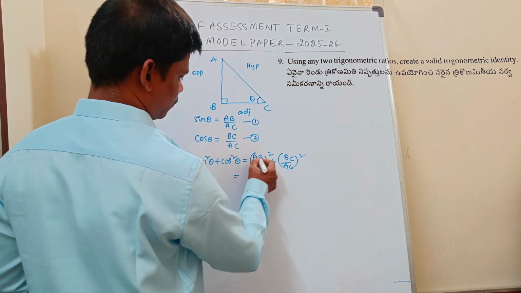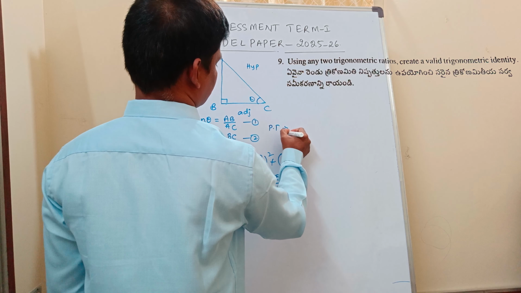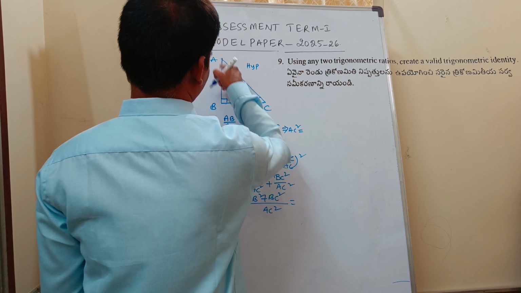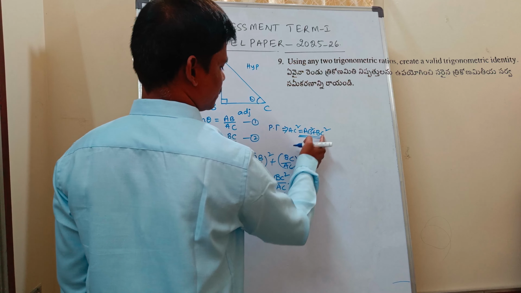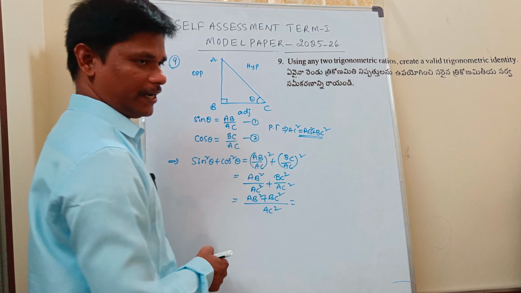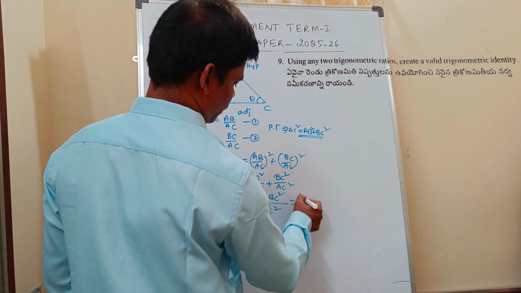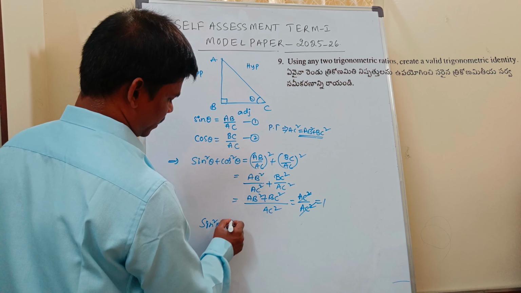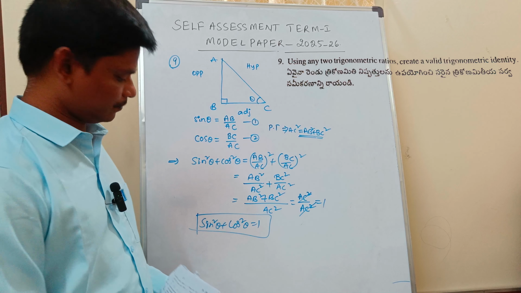By Pythagoras theorem, hypotenuse square is equal to opposite square plus adjacent square. What is Pythagoras theorem? Here AC square is equal to AB square plus BC square. In place of AB square plus BC square, we write AC square. So AC square by AC square cancels, that is equal to 1. So sine square theta plus cos square theta is equal to 1. This is the trigonometric identity.